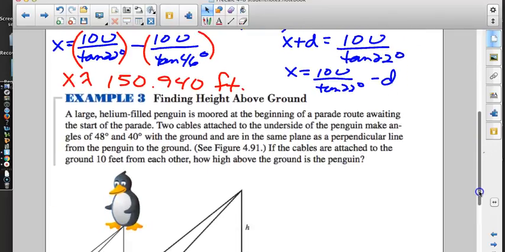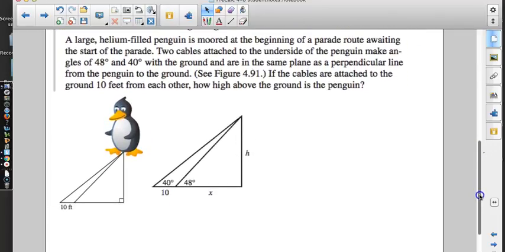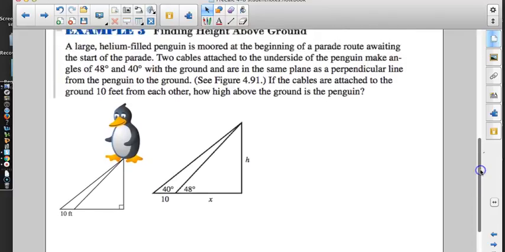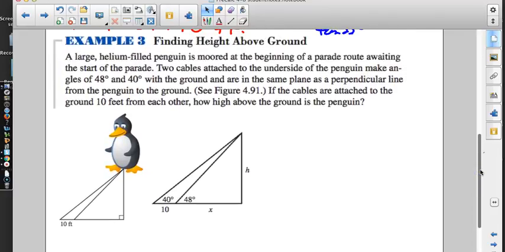This looks very similar, except for the placement of the variables. Got a large helium-filled penguin. It's moored at the beginning of a parade route awaiting the start of the parade. Moored just means like a boat is moored at the dock. It's tied up and tied down. Two cables are attached to the underside of the penguin, and they make angles of 40 degrees and 48 degrees with the ground. They're in the same plane as a perpendicular line from the penguin to the ground.